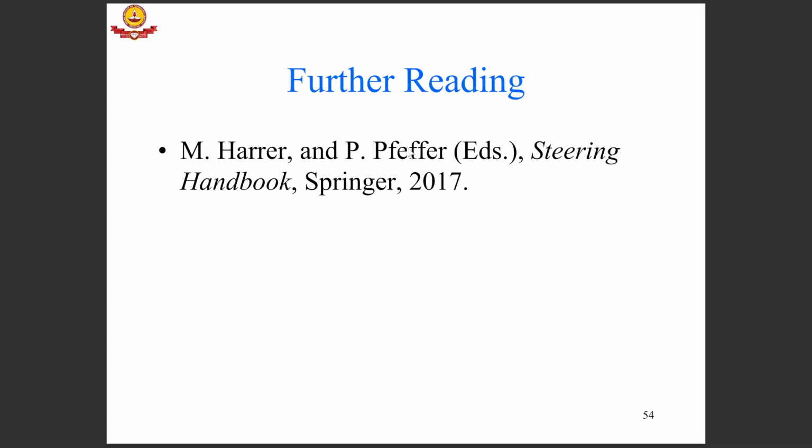So if you are interested, you can find this book, Steering Handbook. It's published by Springer in 2017, so take a look at this.